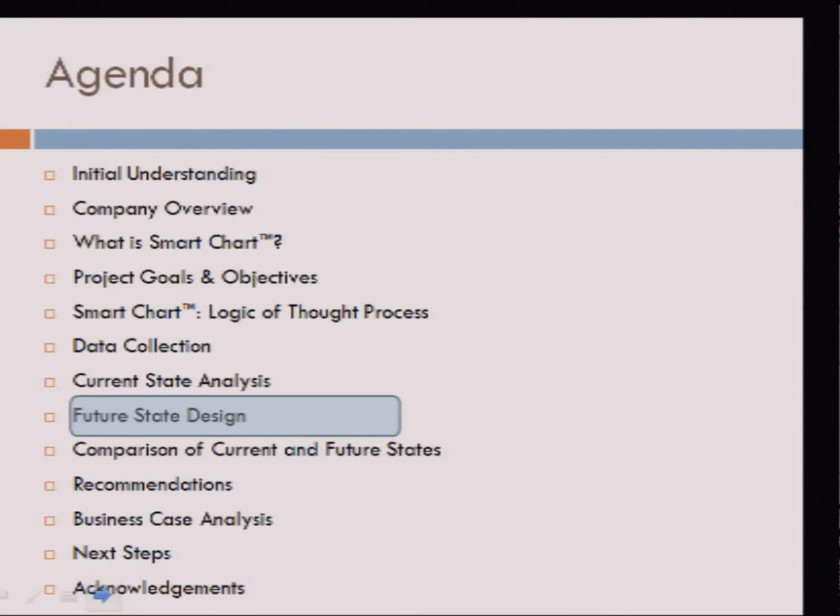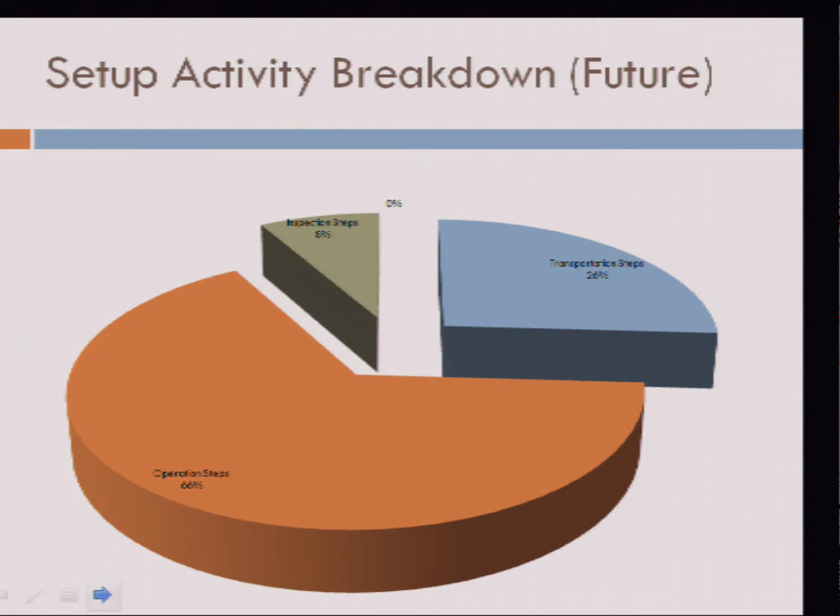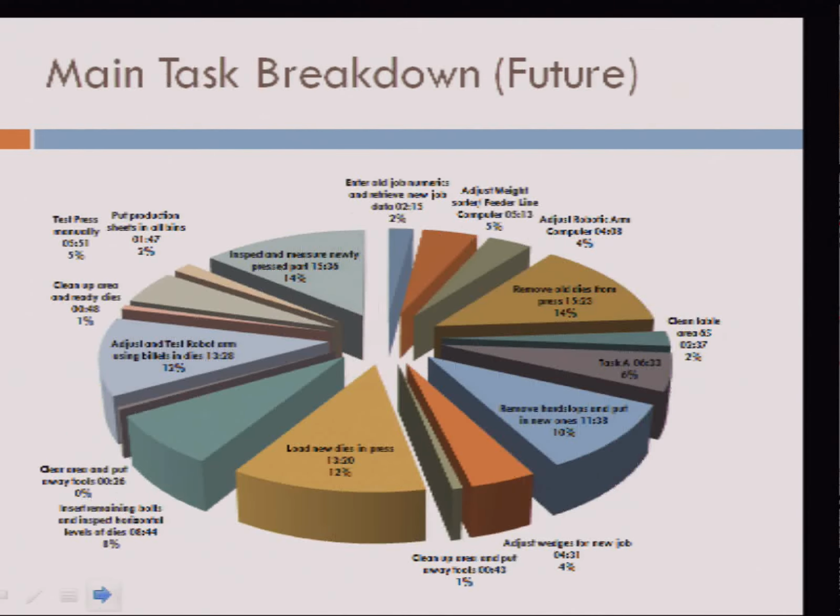So again, the future state design, we had to justify what we had done. So you can see that the big thing was that we pretty much backed out all the delay steps between the original process of setup and the new process. And again, we came back and we recorded how much time each of those main setup activities consumed in the new process.